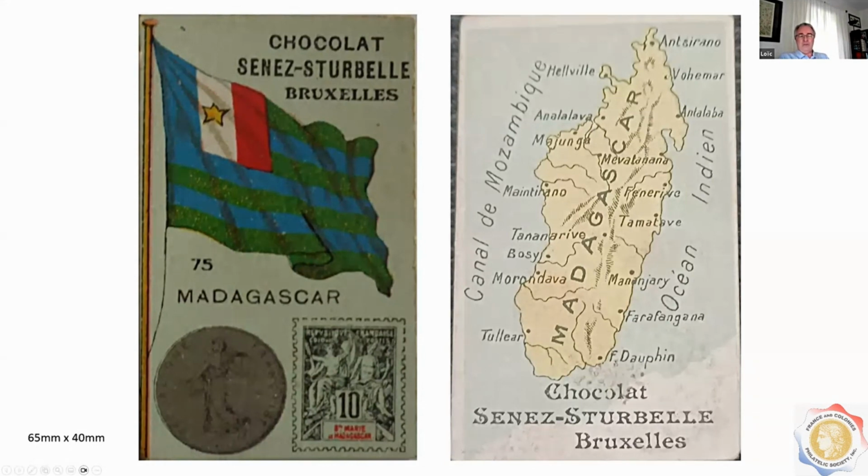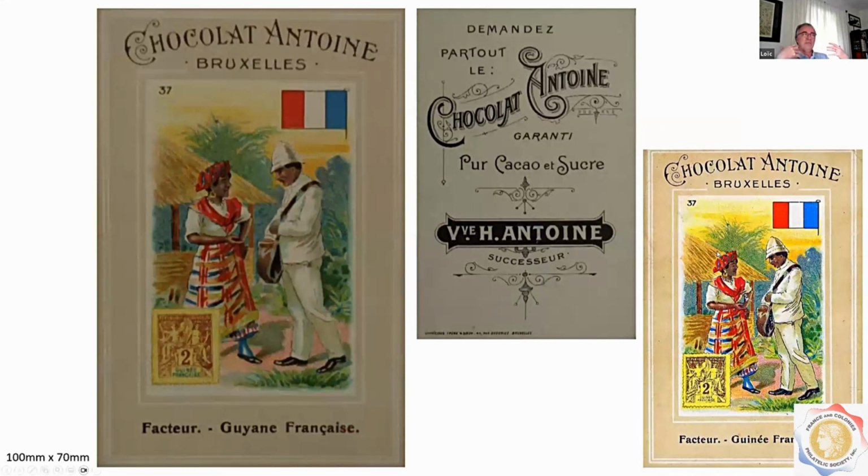There are quite a few others that are much larger. We're going to go to one of those. So here we have another Belgian chocolate maker, Chocolat Antoine. At the back, obviously, is their advertising. And in the front, this one is card 37 in the collection. I don't know how many were available. What's interesting here is that their series was about postmen, and they reference French Guiana, but they use a stamp from French Guinea. So there was a little bit of an inconsistency.